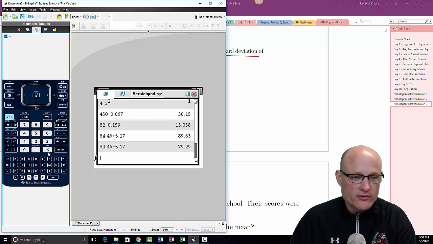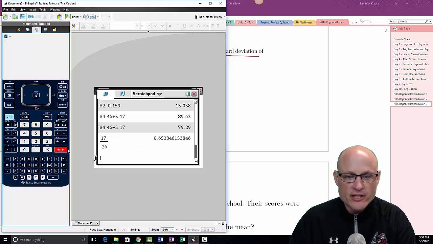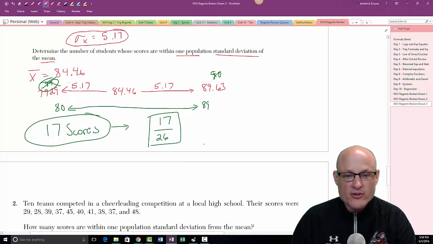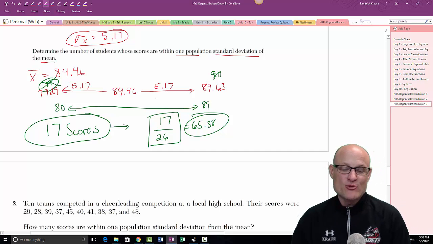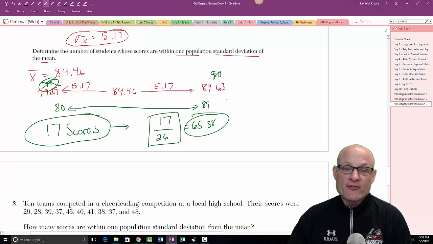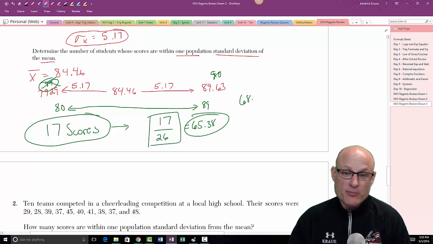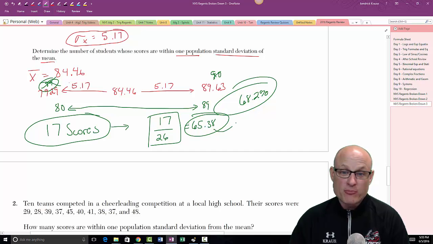Well, you go over to your calculator and you say, okay, 17 divided by 26, and you get 65.38. Now again, this is just an add-on. You do not have to do this for this problem. This might be, if it's a 6-point question, you'd say, if it's normal, it has to be 68.2%. Remember?